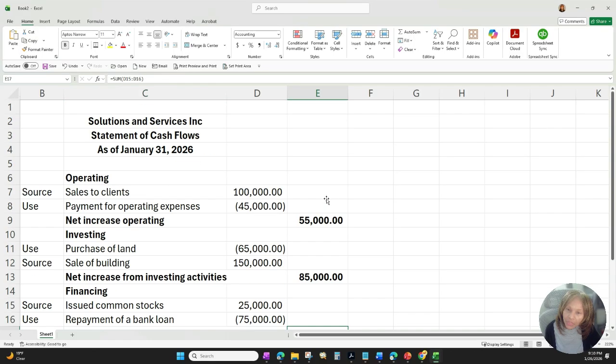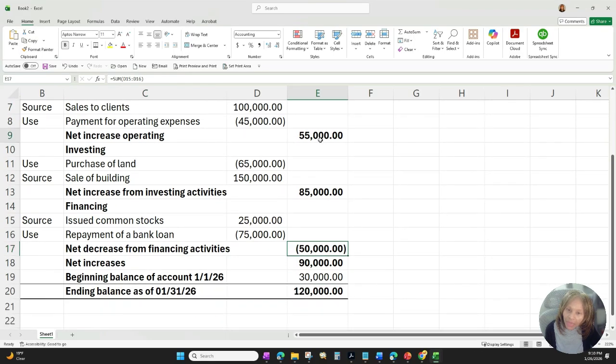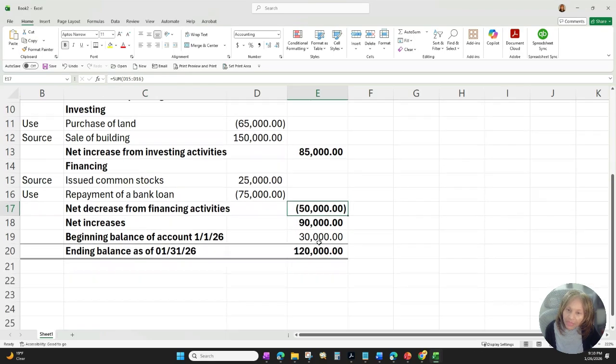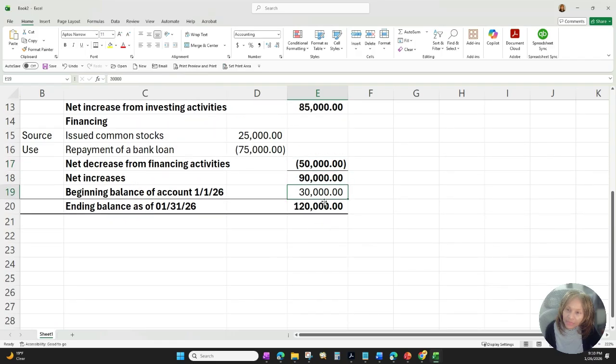So after we add up all of these net increases and decreases, we add this to the beginning balance of the account, in our case the bank account, and this will give us the ending balance as of the end of the month or the end of the year or any other time period that this statement is prepared for.